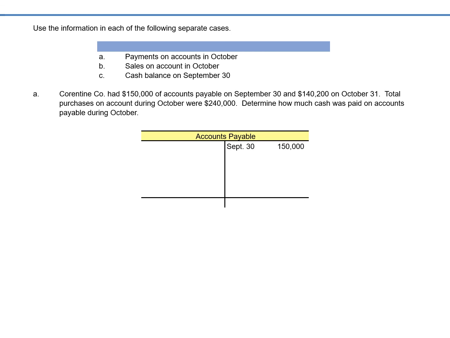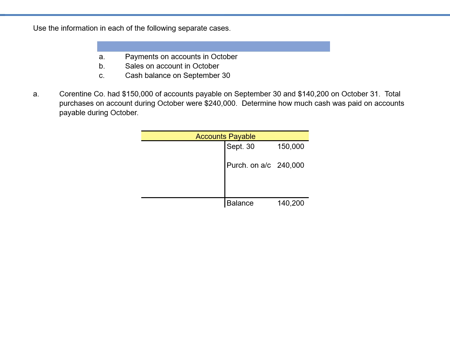That belongs on the right side. Then we know that the balance at the end of October was 140,200. That belongs on the right side as well. We know that purchases on account during October were $240,000. So then we have to determine how much cash was paid on accounts payable during the month. Well, purchases on account increase our accounts payable balance, so that goes on the right side as well. And then we're solving for X, right?